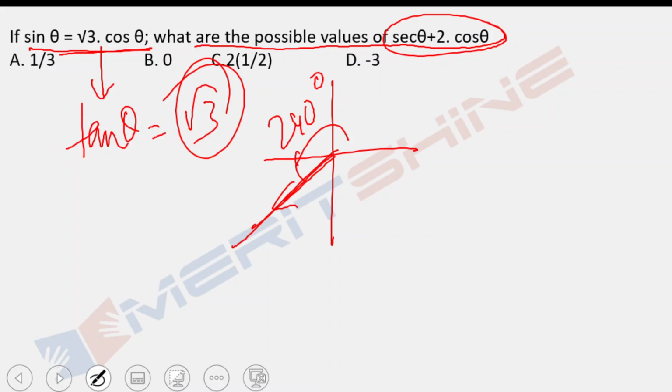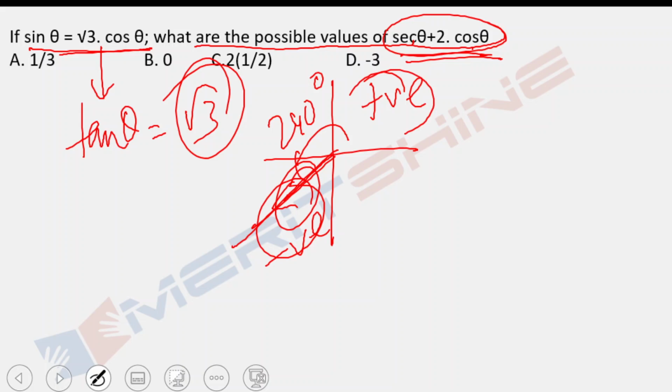So sec theta and 2 cos theta. Sec theta and cos theta in this quadrant would both be negative, and in this quadrant would be positive. So if theta is equal to 60 degree, the answer would be positive. If theta is equal to 240 degree, it would be negative. But how would we know? Therefore, possible values. So you'll have to check with the options.